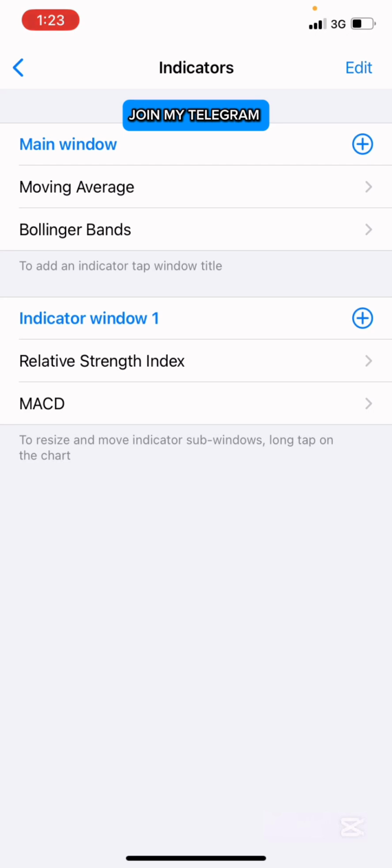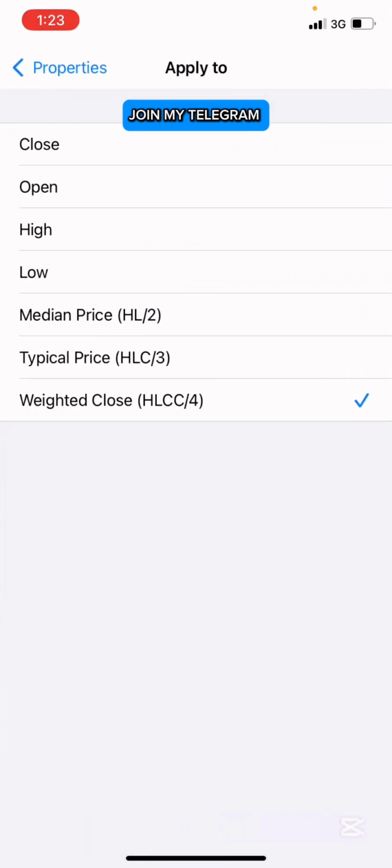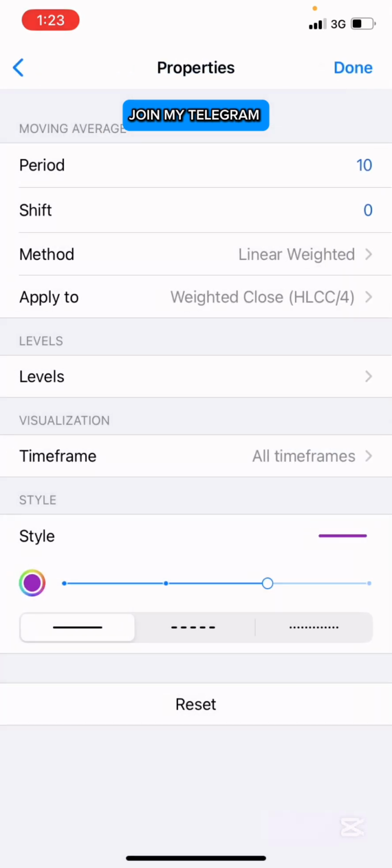For the moving average, you put that on the main window. On the main window, you set the period to 10, shift 0. The method, you put that to linear weighted. Then you apply to weighted close. You don't add any levels. For the style, you put that on 3 pixels with color purple on this first trend line, then you click on done.